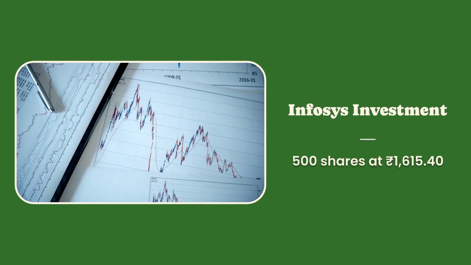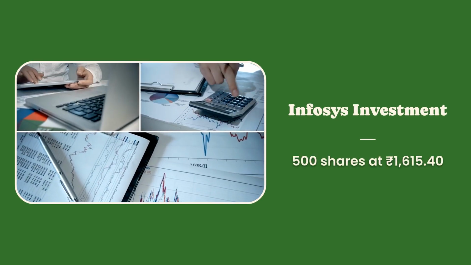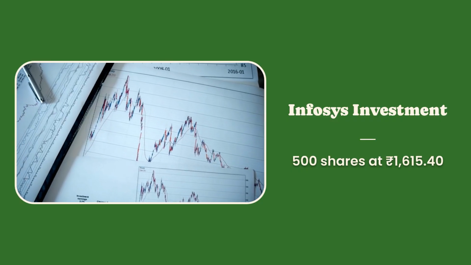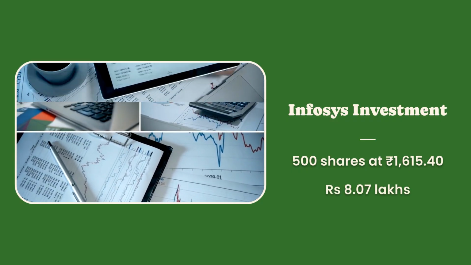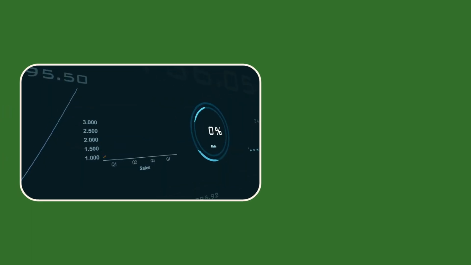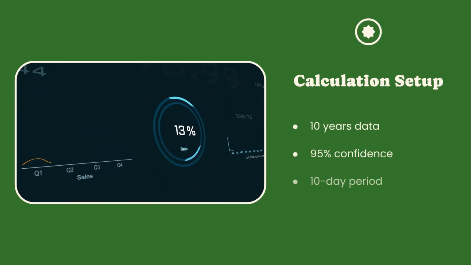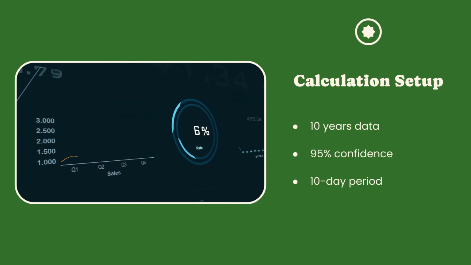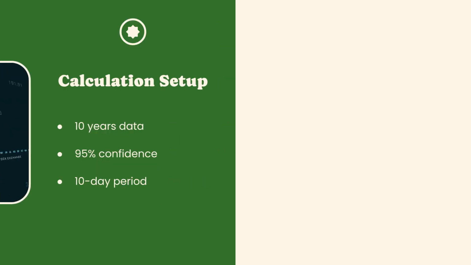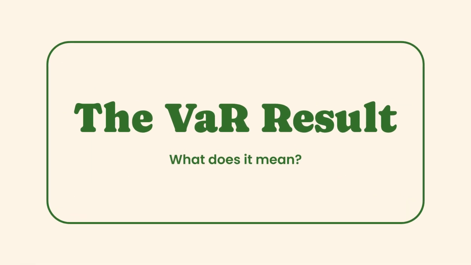to understand. Suppose I invest in Infosys, 500 shares at a price of 1,615 rupees and 40 paise. That totals an investment of about 8.07 lakh rupees. Using 10 years of historical price data, I applied the Parametric VaR method at a 95% confidence level for a 10-day holding period. So what was the result of this calculation, and how do we interpret that figure?